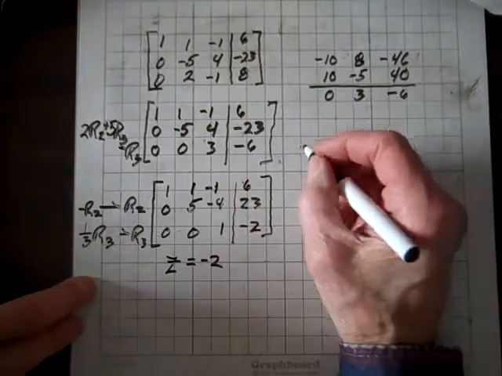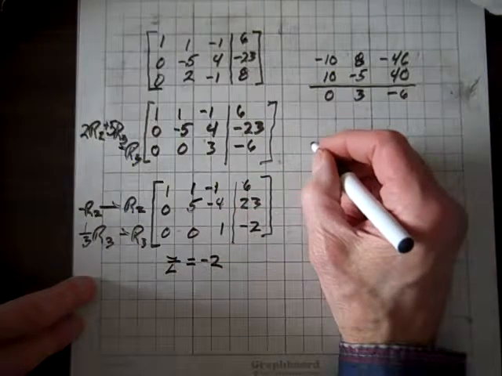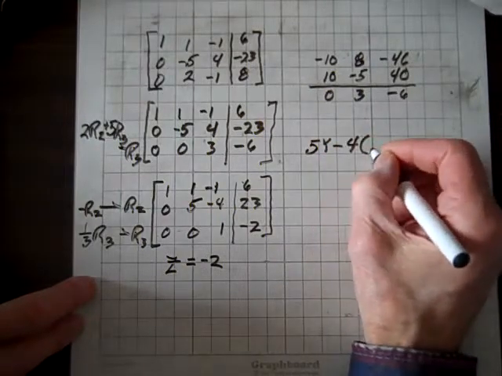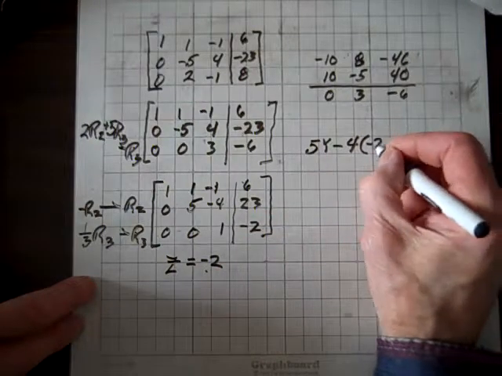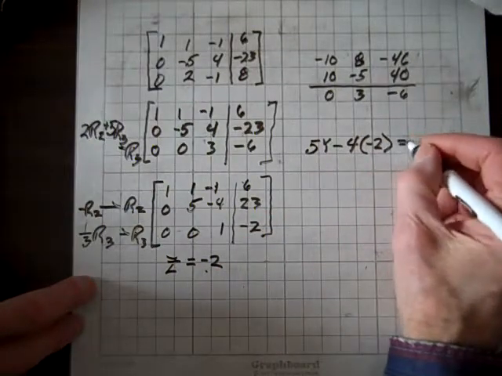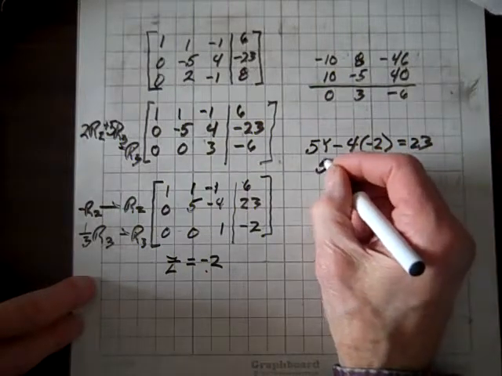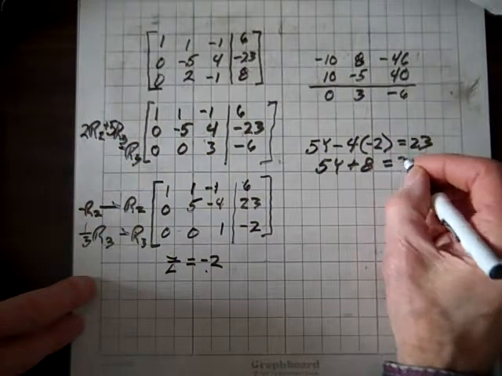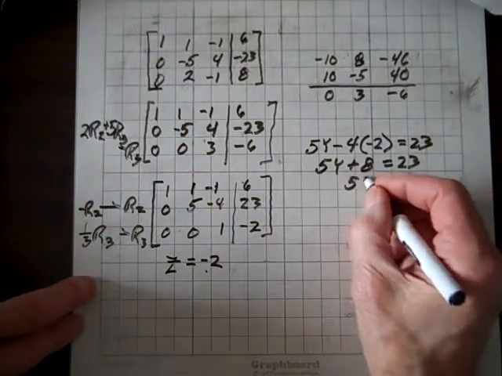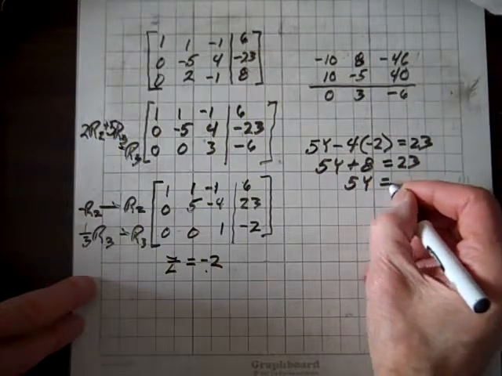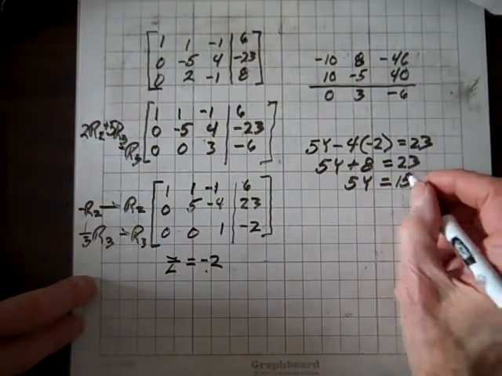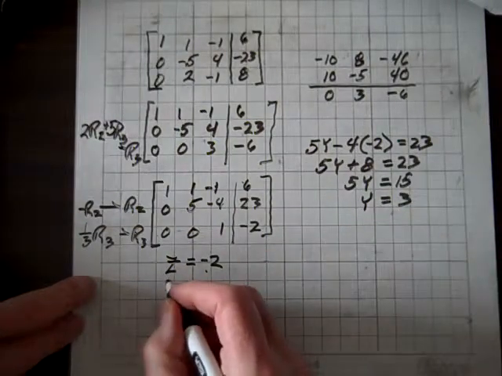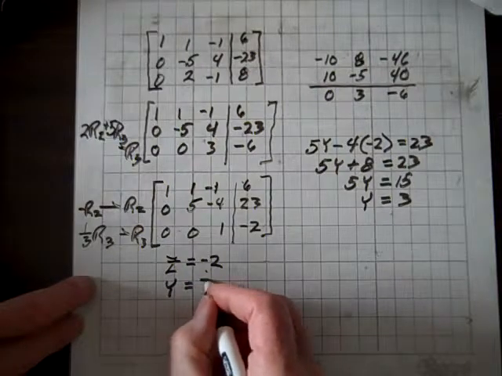So let's take row 2, and row 2 implies that we have 5y minus 4 times z, but z is negative 2. Negative 2 equals 23. So we have 5y plus 8 equals 23. So 5y, subtracting 8 from both sides, is 15. Dividing both sides by 5, we have y equals 3. So good, y equals 3.